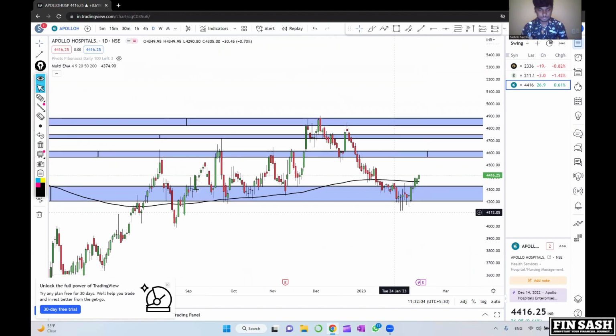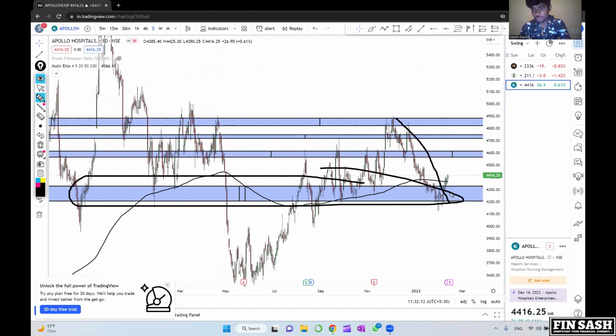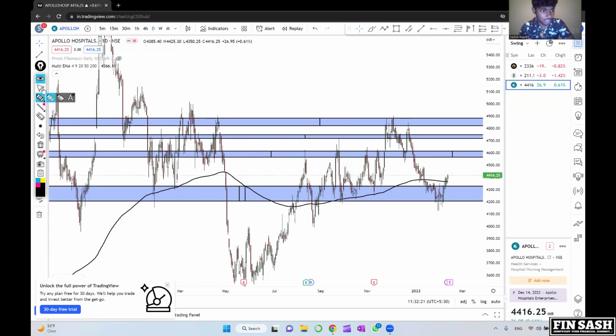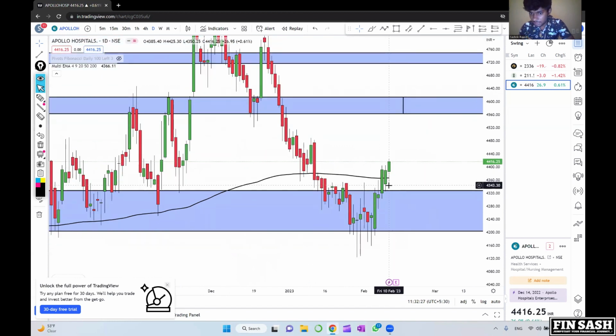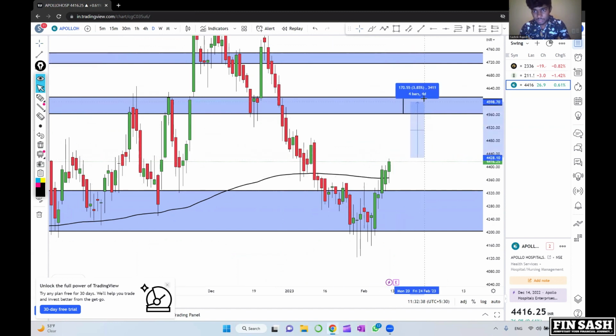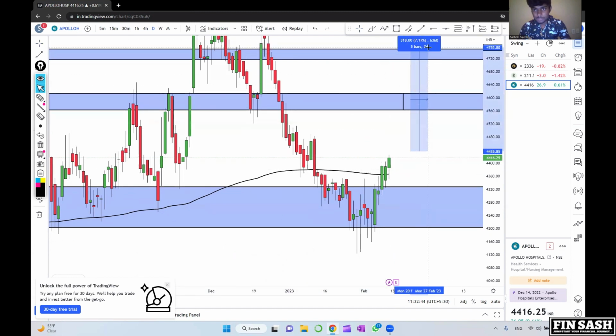Apollo Hospitals. So Apollo Hospitals came to its important support zone after a huge fall, gave a bullish run and closed above its 200 moving average. So this is a pretty good swing trading stock. You guys can keep the stop loss below this candle or below the 200 moving average, and this could be a first target. This could be a second target, which is almost, so if you take up the trade somewhere here, it's almost 4% the first target, and the second target's almost 7%.